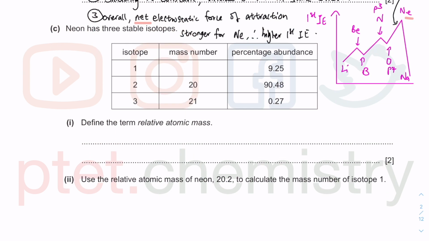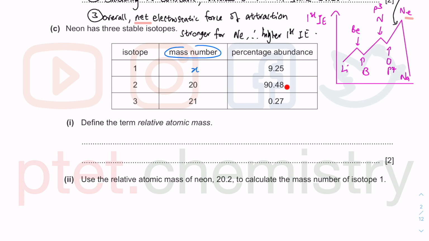The next question, neon has 3 stable isotopes. Your job is to find what is the missing mass number here. We don't know this number here. It's a whole number based on this, 20, 21. We don't know whether it's bigger than 21 or smaller than 20. We really don't know. But what we know is it's not the most abundant. The most abundant one is isotope 20.